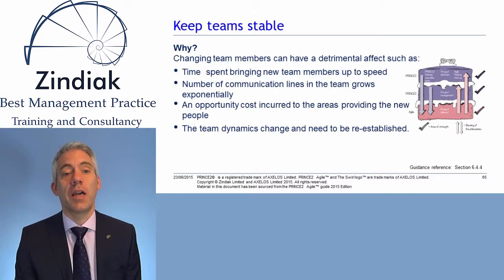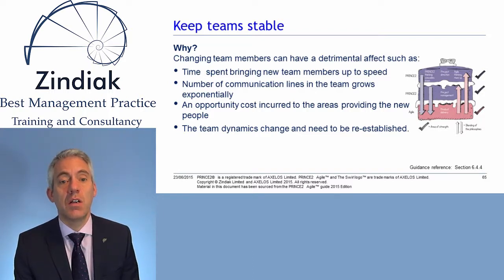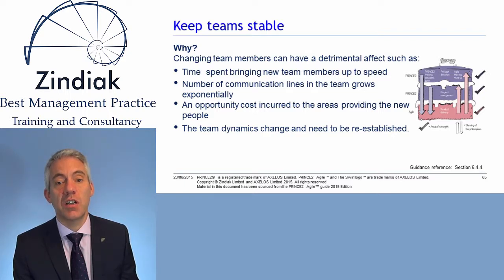The fourth target: keeping teams stable. Why do we want to keep teams stable? Well, changing team members can have a detrimental effect, such as time spent bringing new team members up to speed, the number of communication lines in the team growing exponentially, an opportunity cost incurred to the areas providing the new people, and the team dynamics changing and needing to be re-established.